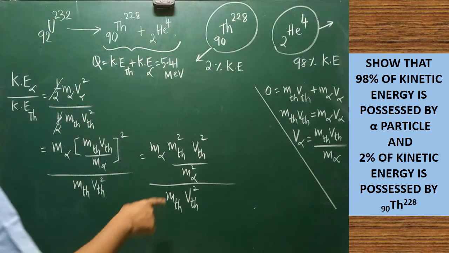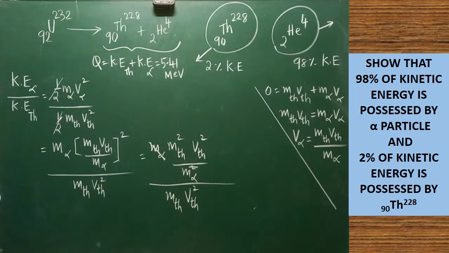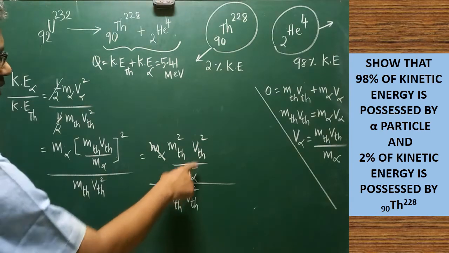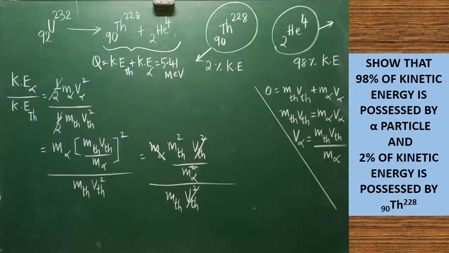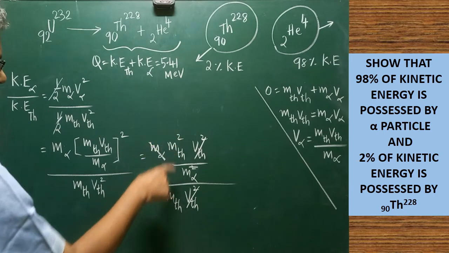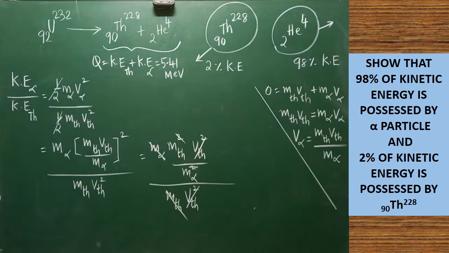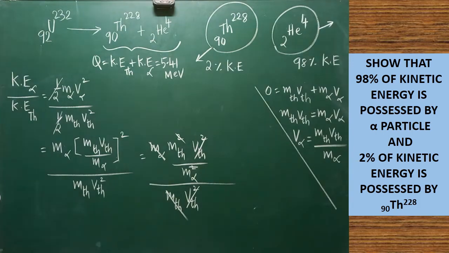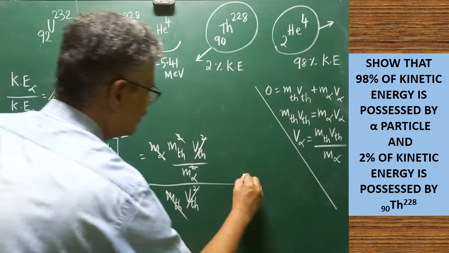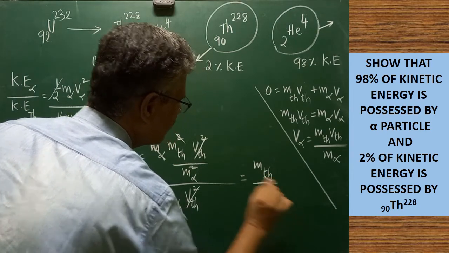So here, which one can be cancelled? One mass of alpha, and here that square can be cancelled. So here the remaining thing is m alpha, and then what is the remaining thing? Velocity of thorium square, velocity of thorium square can be cancelled, both of them can be cancelled, and then mass of thorium square is there, here mass of thorium is there, mass of thorium can be cancelled here, remaining is mass of thorium. This is the only factor that is remaining. So ultimately you will be getting mass of thorium divided by mass of alpha particle.